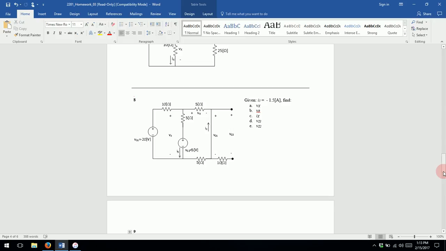Now let's look at VZ2. For VZ2, I'm going to write a KVL equation. Okay? Here is the loop for KVL. Now, starting from this node, tell me.